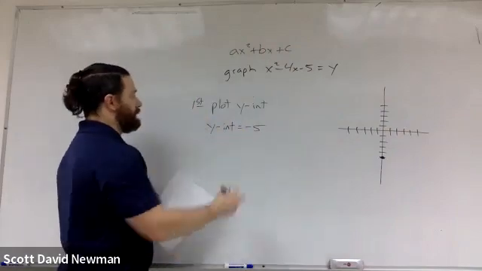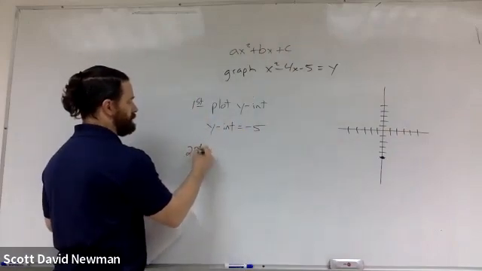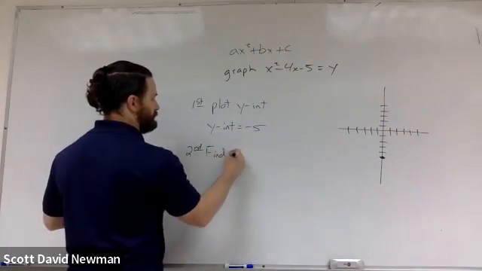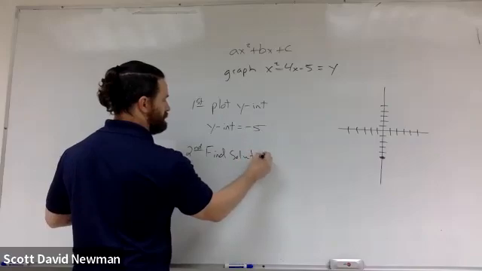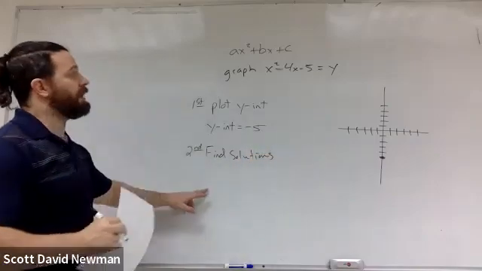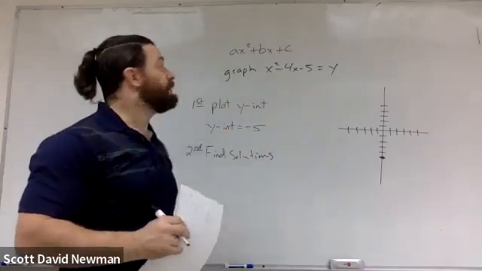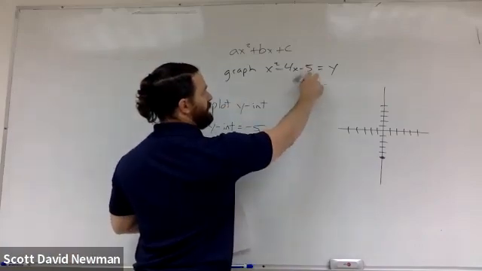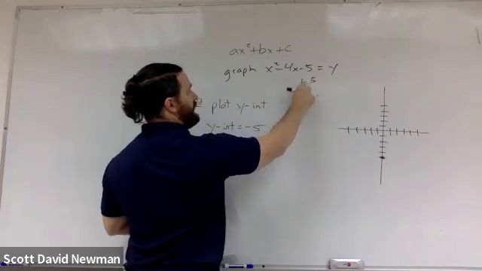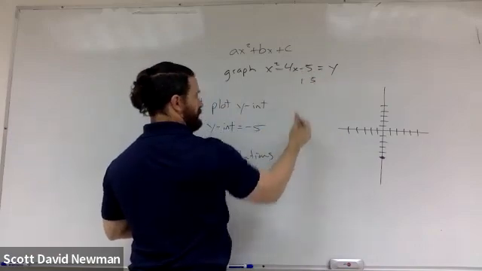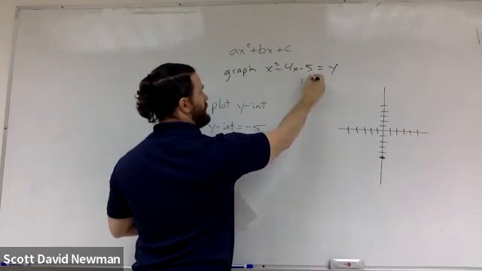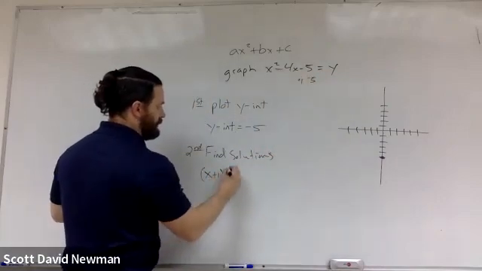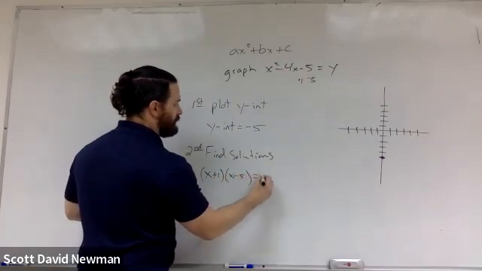All right, after that, let's find our solutions. Second, find solutions. So let's just go ahead and solve my equation. I can solve this by factoring. I need 2 numbers that multiply to make 5. So 1 and 5, they have to subtract to make a 4. Those do. And I need a -4, so that's a -5 and a +1. So I'm going to have (x plus 1)(x minus 5) equal to 0.